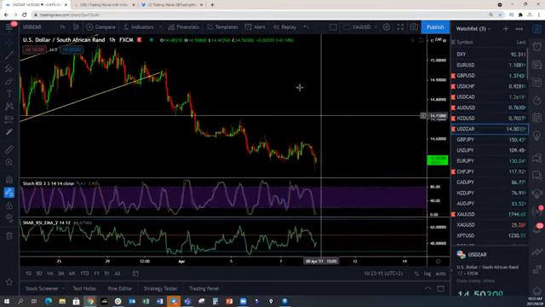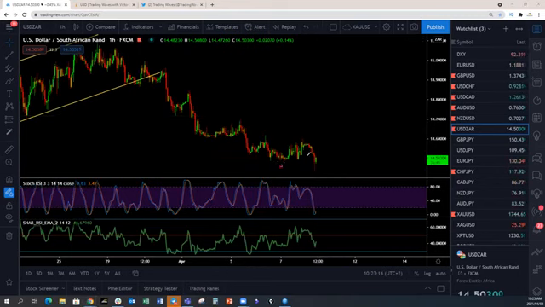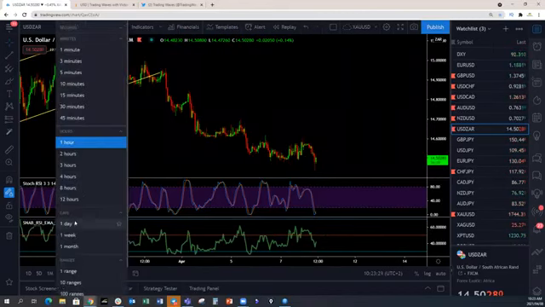US dollar is just showing us continuation to the downside here. This was the trade setup here. This one staying below 50, still continuing to the downside, all the way up to around 14. This is why.